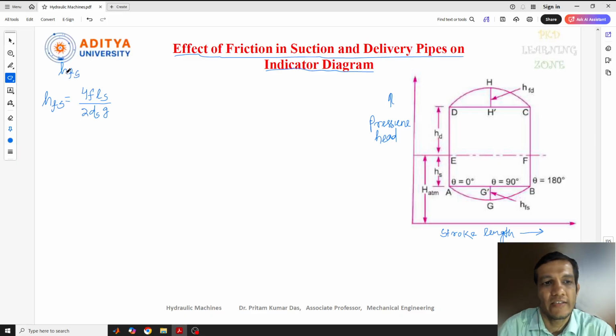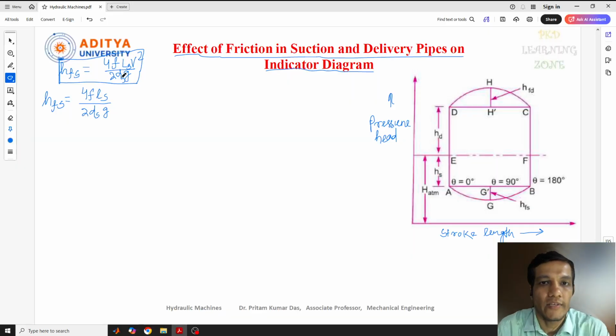This is the loss of head due to the friction. The equation is Darcy-Weisbach's equation, 4FL V squared divided by 2dG. When we write S, that means for the suction pipe, so LS is the length of the suction pipe, and dS is the diameter of the suction pipe. This is the initial equation, which we derived already as Darcy-Weisbach's equation in the losses of energy, the equation for the major loss due to friction.